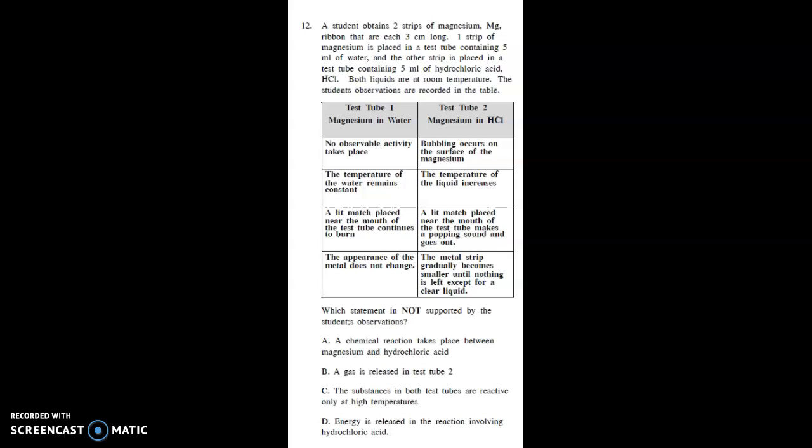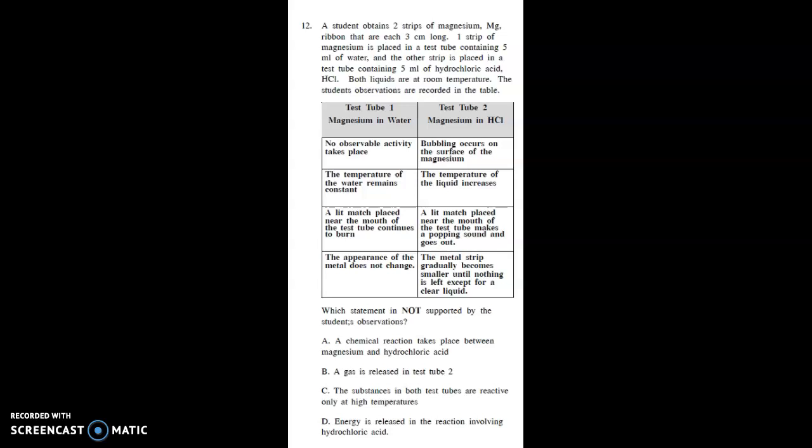Test tube 1, magnesium and water. No observable activity takes place. The temperature of the water remains constant. A lit match placed near the mouth of the test tube continues to burn. The appearance of the metal does not change. Test tube 2, magnesium and hydrochloric acid. Bubbling occurs on the surface of the magnesium. The temperature of the liquid increases. A lit match placed near the mouth of the test tube makes a popping sound and goes out. The metal strip gradually becomes smaller until nothing is left except for a clear liquid.